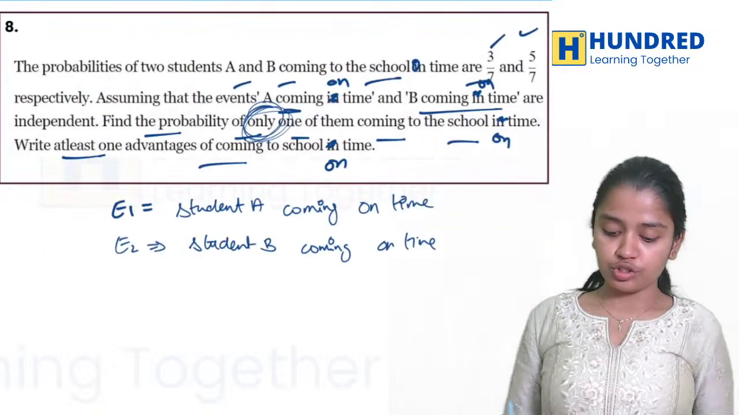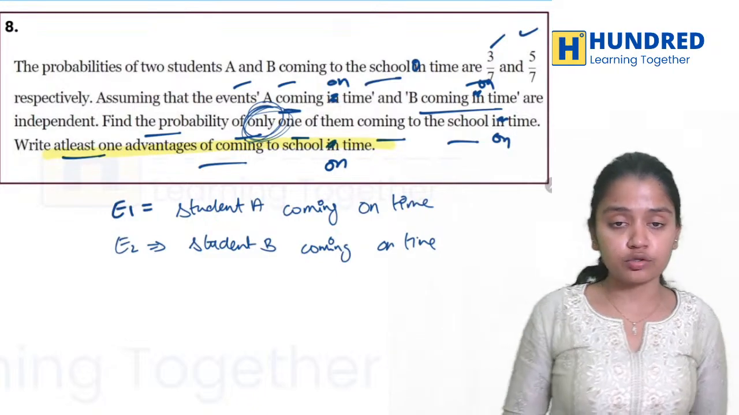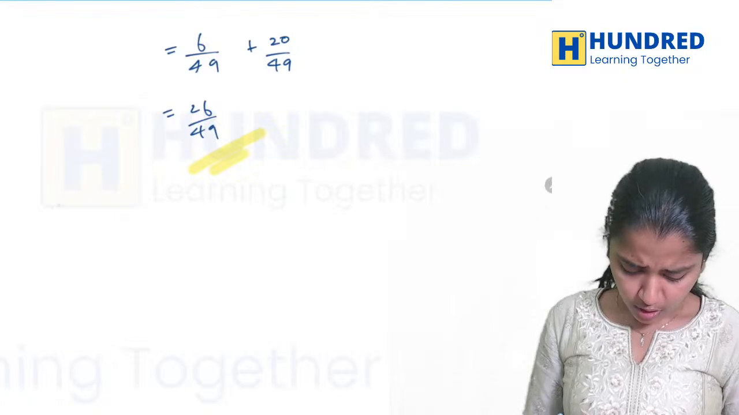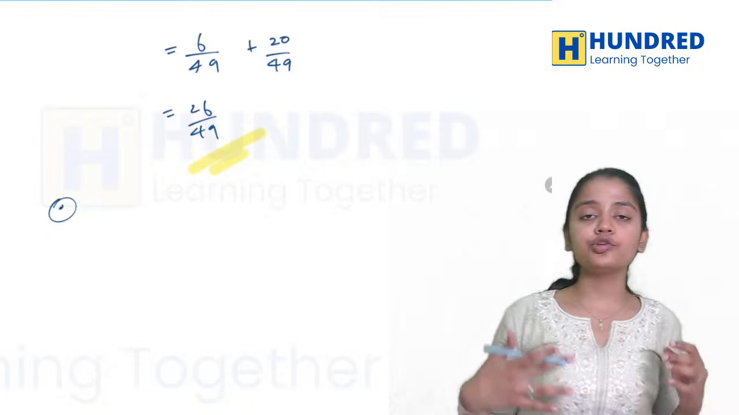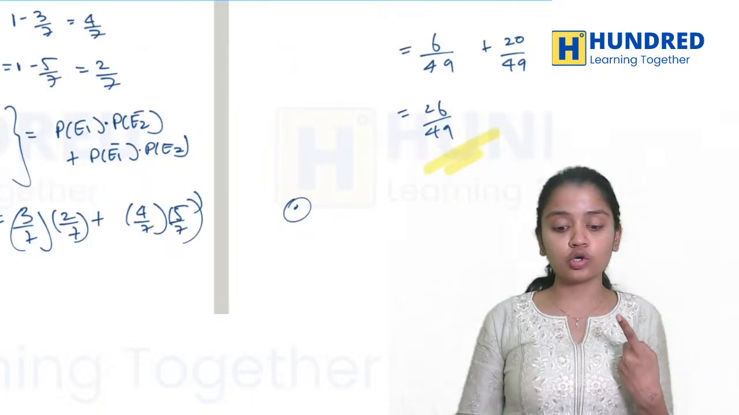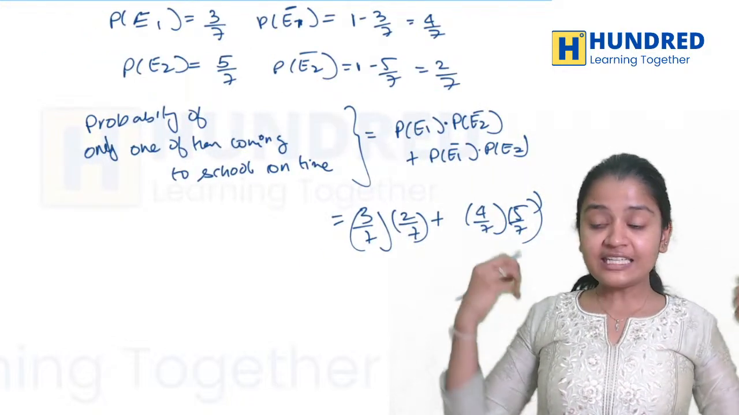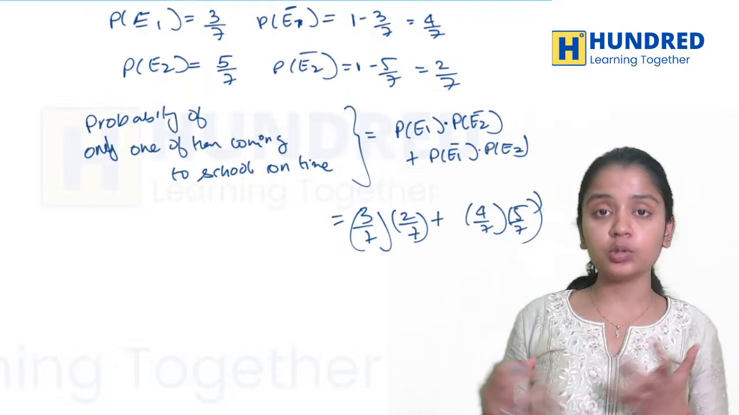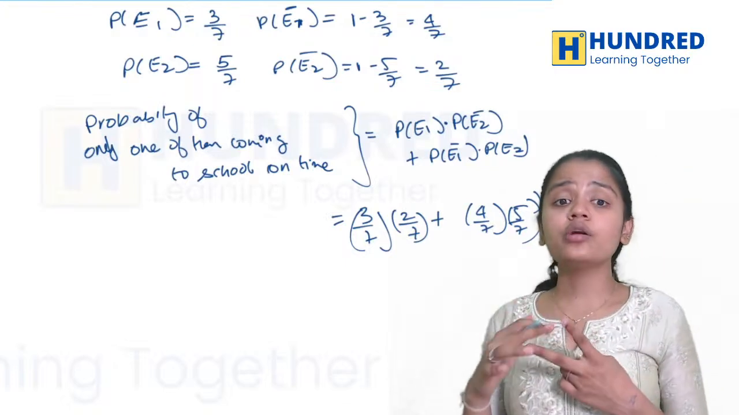Okay, so this is done. Now let's come to the next part: write at least one advantage of coming to school on time. Basically, like I'm just telling, I'm not writing, this is a value. You will have the responsibility of being punctual. If you come to school on time, you will be disciplined, and the quality of punctuality will come inbuilt in you. That is a point you can write for coming to school on time. And you won't miss the prayer.